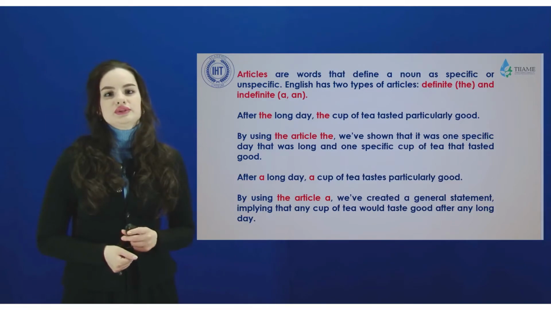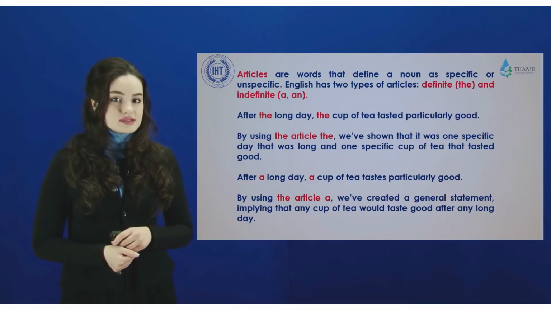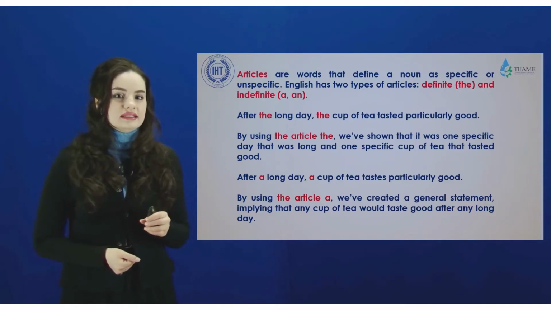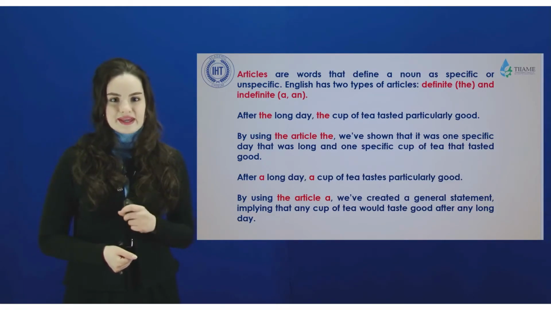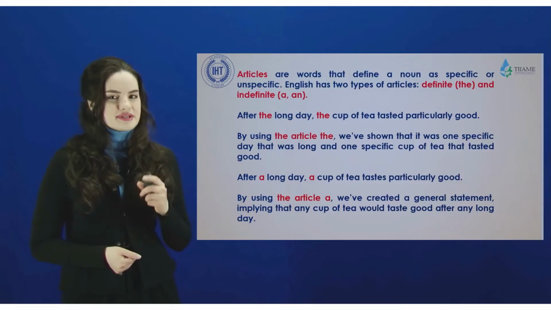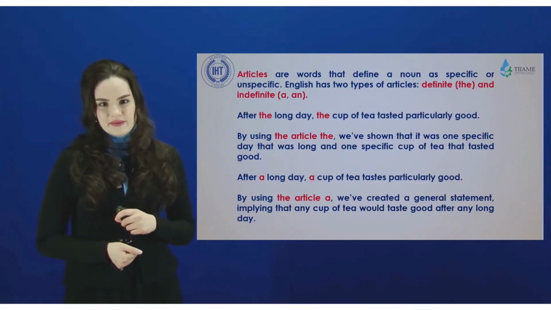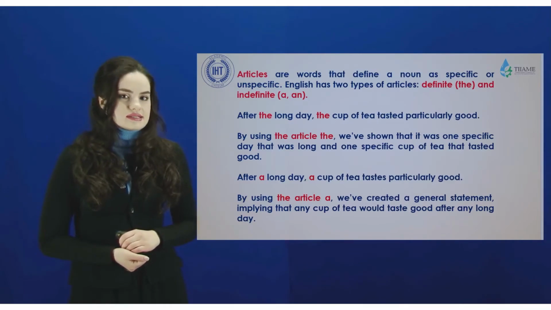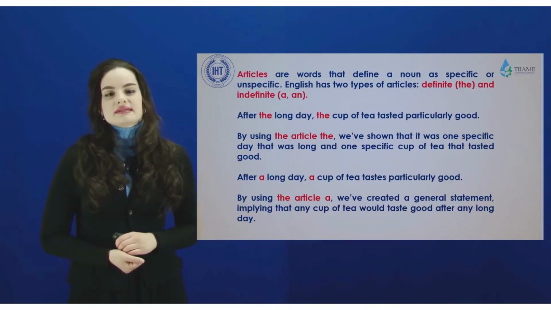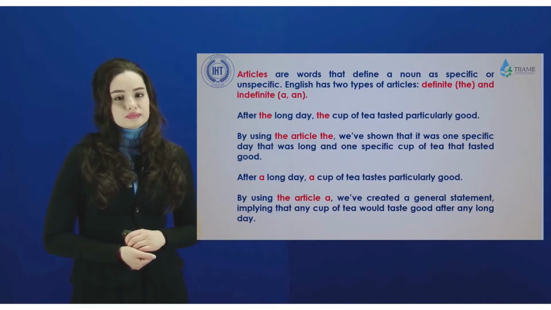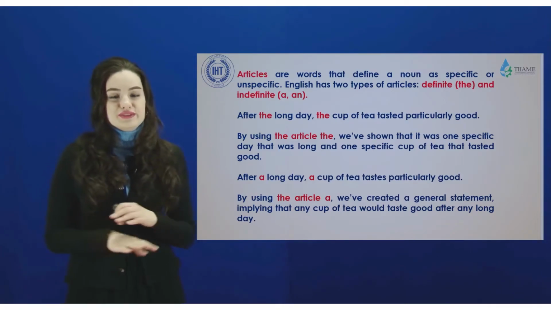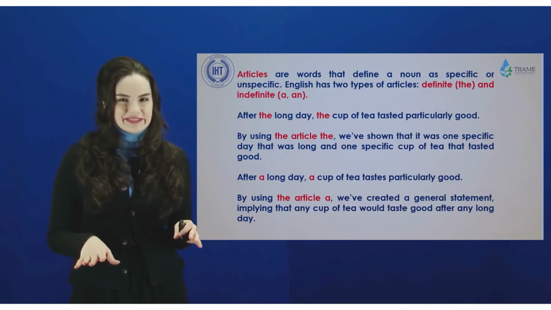Now let's go to articles. Articles may be differentiated into definite and indefinite. Of course, we also have the zero article. So let's talk about them. Actually, the definite article is the. The indefinite is a or an. And the zero article is a situation when you do not use any article at all.